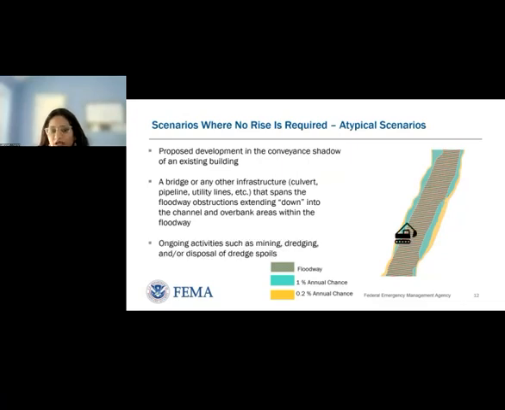And then there are ongoing activities such as mining or dredging or disposing of dredged materials within the floodway. These are not typical, but there's a chance that this is all happening within your community. So with that basic information, let's do a quick knowledge check.